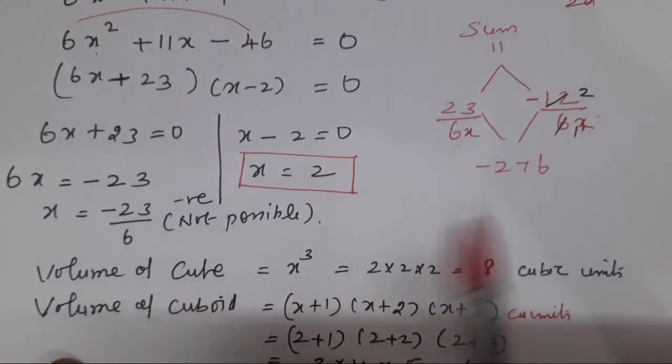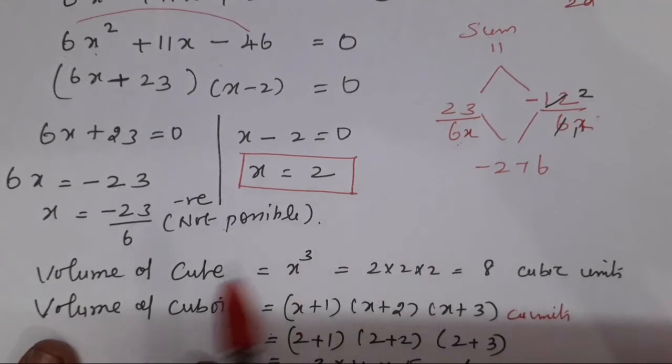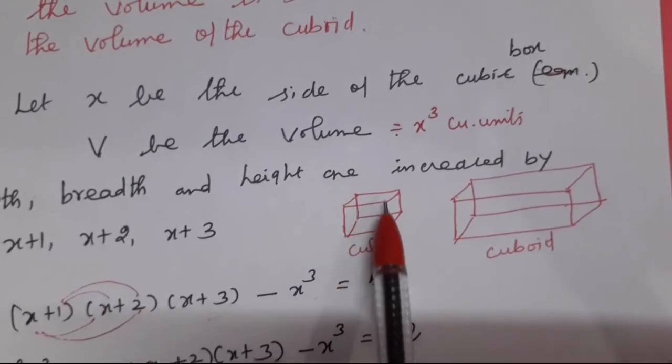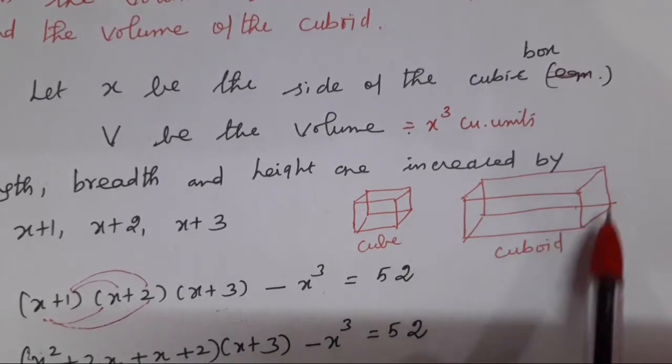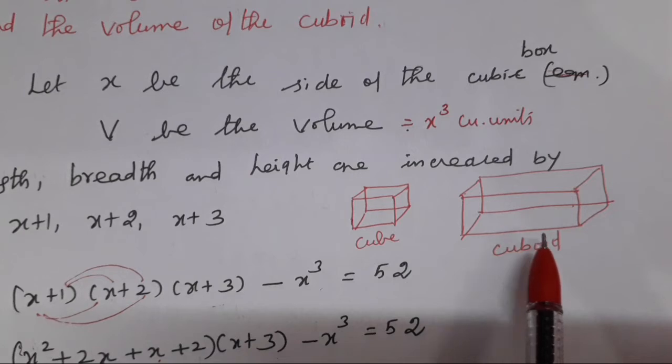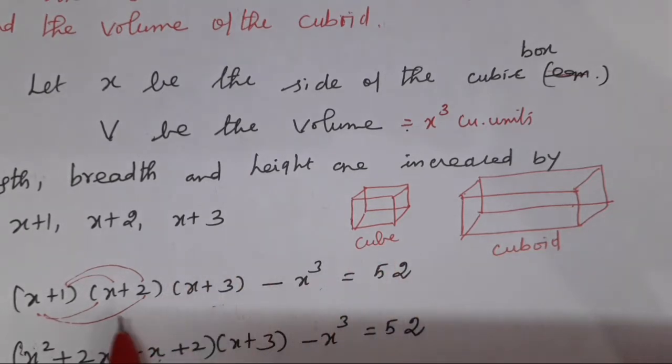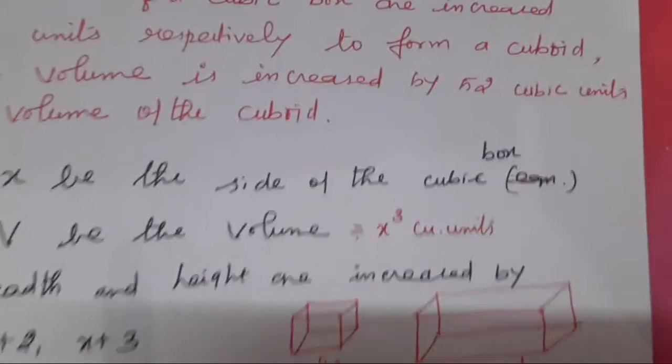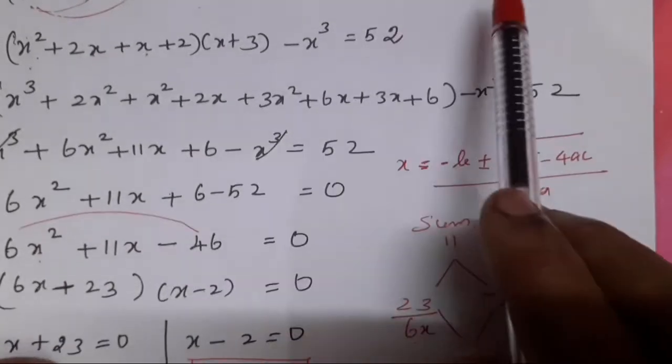Because the cube becomes a cuboid, the volume has increased. Comparing the two figures, this is a cube, and its length, breadth, height increase. It becomes a cuboid. What is the increased volume? The increased volume is 52. So the increased volume minus the original volume gives the amount of increase in volume of the cuboid.